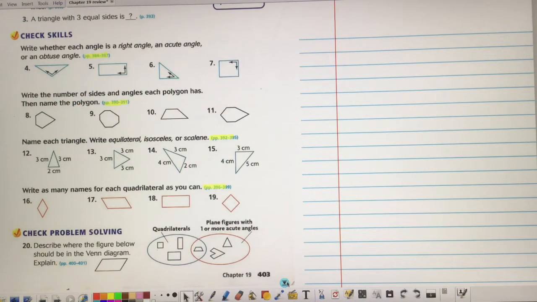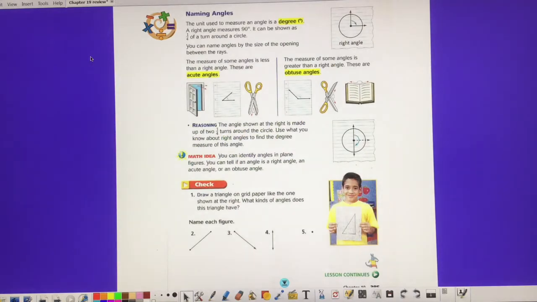All right, now we're going to do numbers 4 through 20 on our review test. Numbers 4, 5, and 6 are talking about angles, whether it's a right angle, an acute angle, or an obtuse angle. So I'm going to go to pages 384 and 385, and review what a right, acute, and obtuse angle is. Remember, a right angle is a perfect square corner, where an acute angle is small. Oh, it's so cute. It's smaller than a right angle.